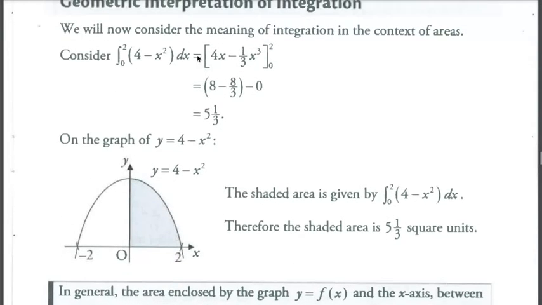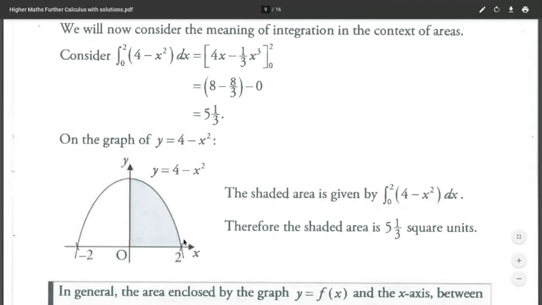Right, so when we integrate, what are we actually finding out? If we have a look at the graph of y equals 4 minus x squared, we have a concave down parabola there because we have a minus x squared term, so concave down, or sad face parabola if you like. If we integrate this between 0 and 2, what we are finding is the area bound between the curve and the x-axis. So from 0 to 2, we would be finding out the shaded area.